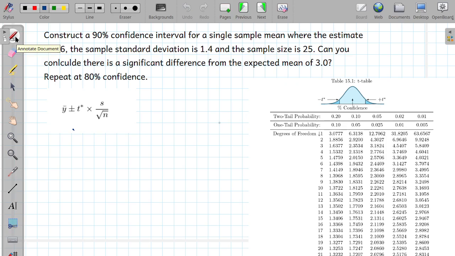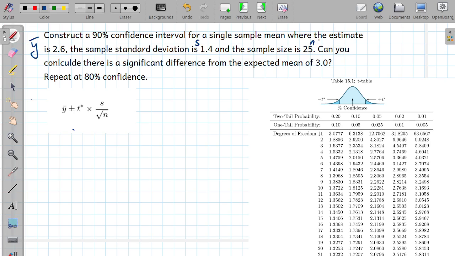Now we want to construct a 90% confidence interval for a single sample mean, where the estimate is 2.6. Now remember, that is our y bar. Sample standard deviation is S, that's 1.4. Size is 25, that's our N. And can we conclude that there's a significant difference from the expected mean of 3.0?